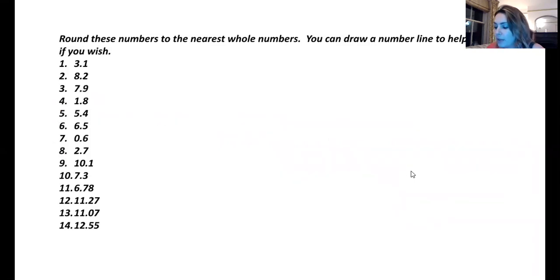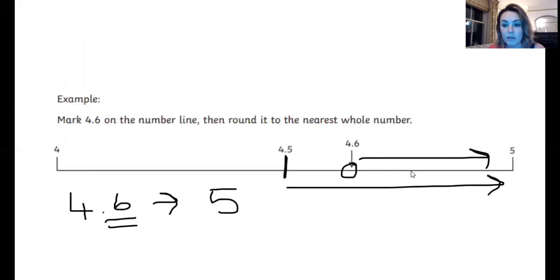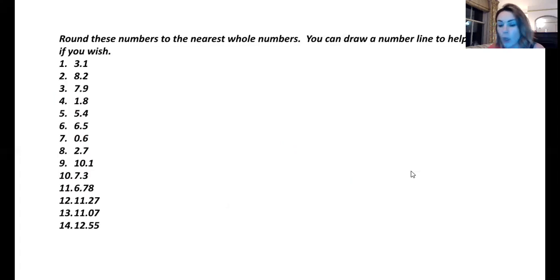So I'd like you to round these numbers to the nearest whole numbers. You can draw a number line to help you if you wish, just like the illustration you've got here. So that's your first job. You can pause the presentation here and work your way through these questions on a piece of paper. If you write down the number, and then write down the decimal and tell me the nearest number that it's rounded to. Let's have a look at the first one together.